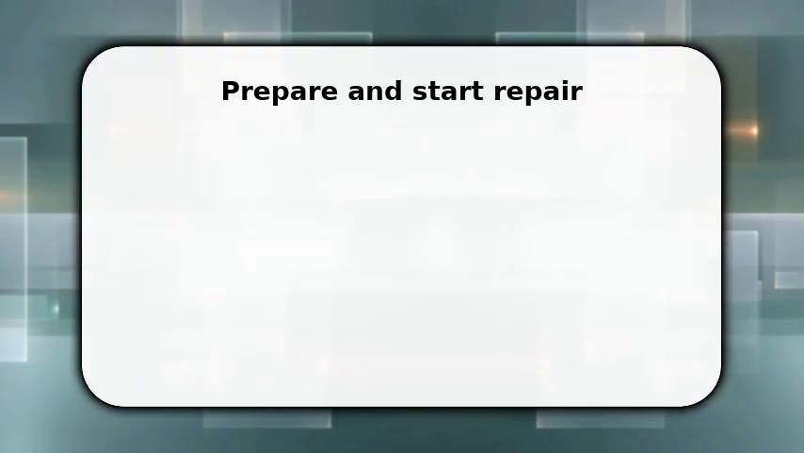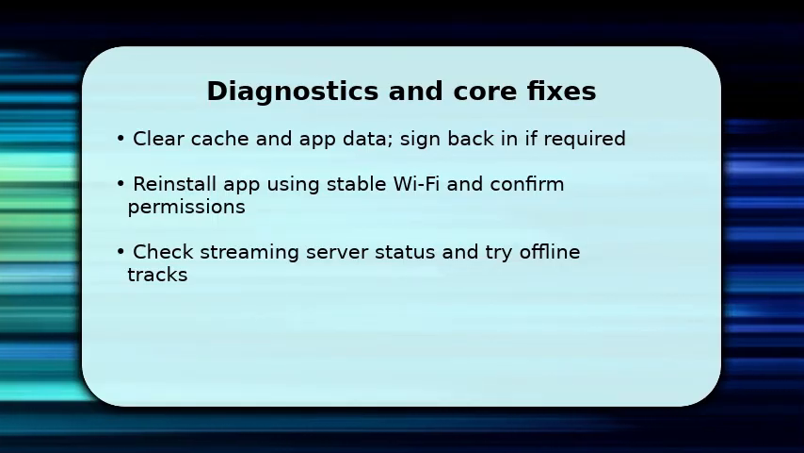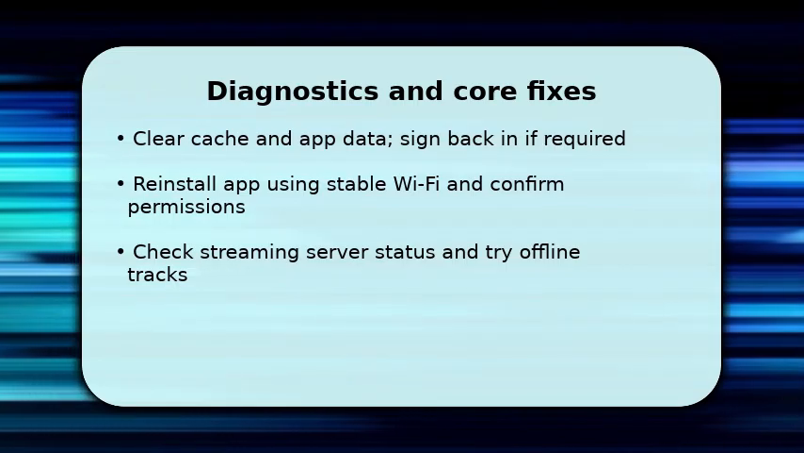You now run the main diagnostics. Clear the app cache, and if problems persist, clear app data so corrupted configs reset. After that, reinstall the app using a stable Wi-Fi connection to avoid partial installs and grant required permissions for storage and network access. Once reinstalled, sign in and test both streamed and offline tracks. This separates account issues from playback faults.